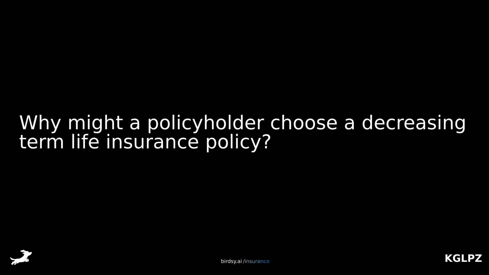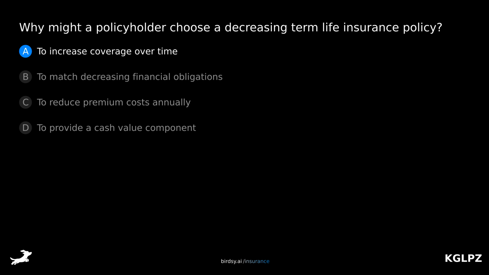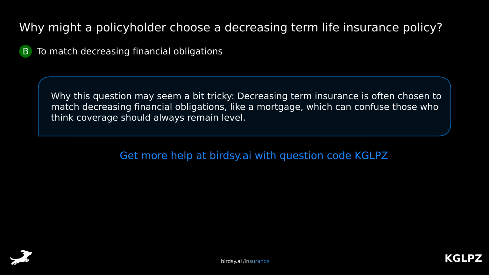Why might a policyholder choose a decreasing term life insurance policy? Is it A, to increase coverage over time, B, to match decreasing financial obligations, C, to reduce premium costs annually, or D, to provide a cash value component? The answer is B, to match decreasing financial obligations. Why this question may seem a bit tricky: decreasing term insurance is often chosen to match decreasing financial obligations, like a mortgage, which can confuse those who think coverage should always remain level.